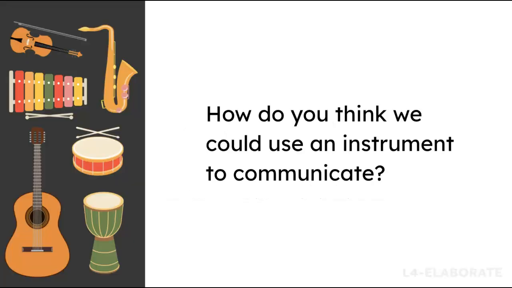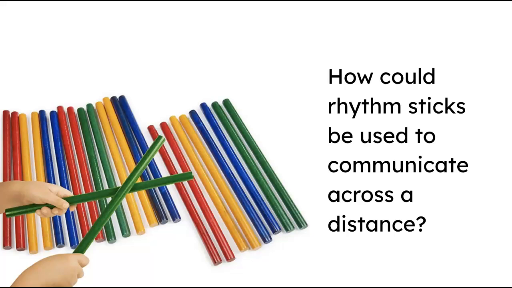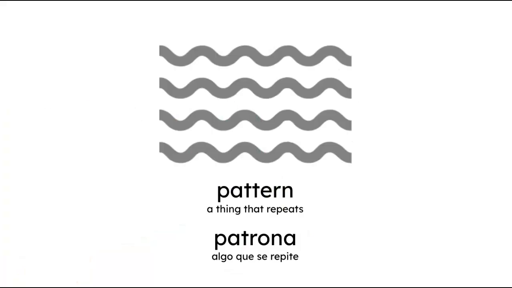For the Elaborate portion, you'll ask students how they think they could use an instrument to communicate. You'll have students get in pairs and pass out the rhythm sticks from the MySci kit. You'll ask how rhythm sticks could be used to communicate across a distance and model how you could use a pattern of beats to send a message like hello, or go, or stop. Students will develop a quick pattern to communicate with their partner. You can post and discuss the pattern vocabulary card and complete the summary chart discussion.